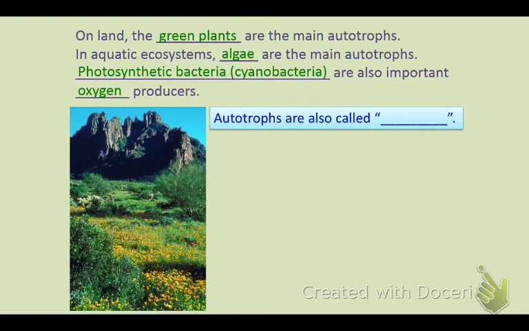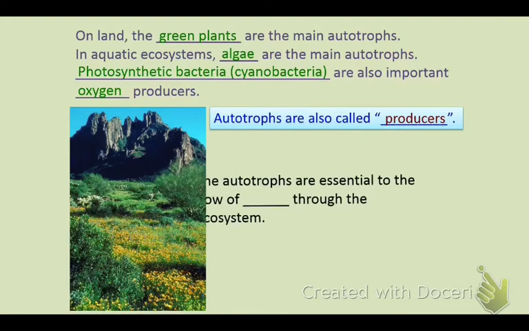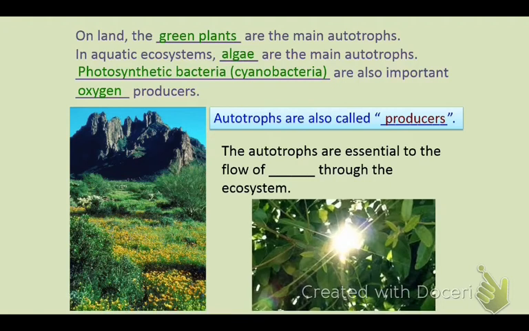So we call our autotrophs producers. When we're talking about energy and ecology, we call them producers because they're the ones that are producing the food for everyone else. They are essential to the flow of, what do you think it is? Life. The flow of life. Energy. Thank you. Energy through the ecosystem.